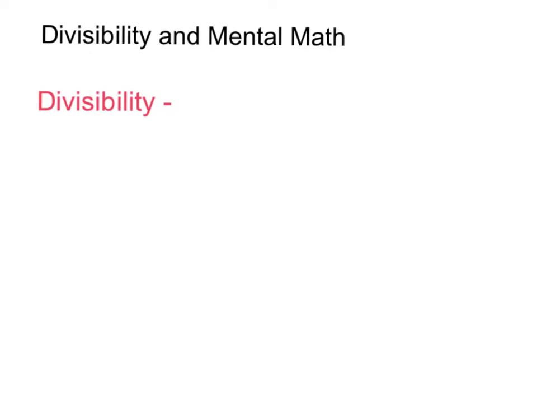In this video, we're going to take a look at divisibility and mental math, and how we can use some of the rules for divisibility to do problems out mentally. So, the first word we need to understand is what divisibility is. One number is divisible by a second number if the first number can be divided by the second with a remainder of 0.